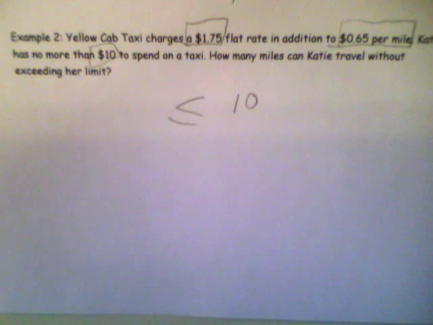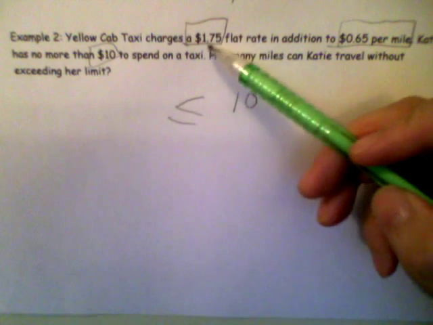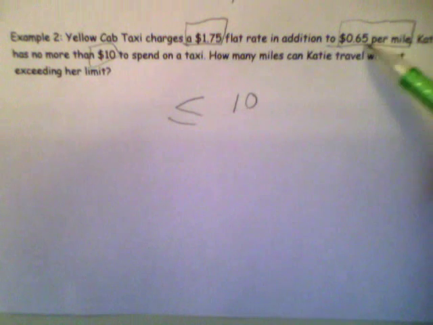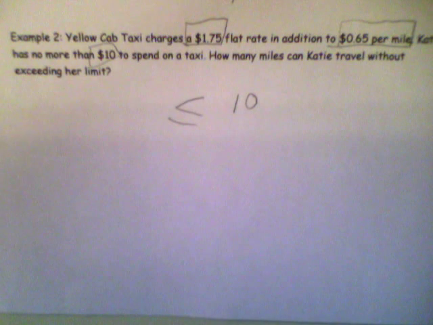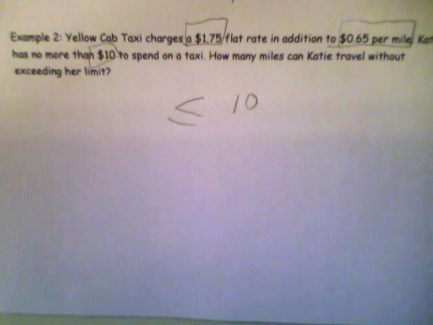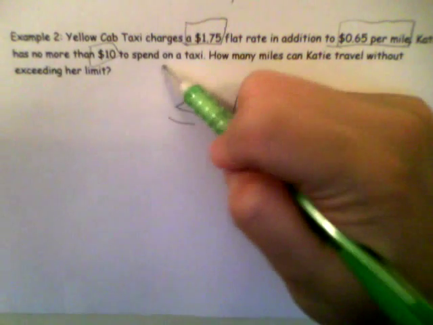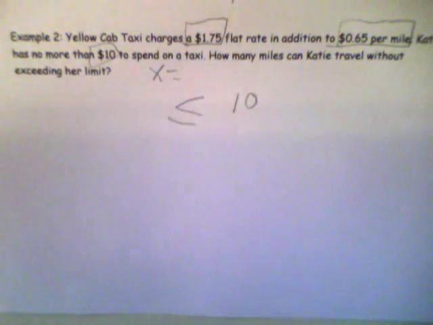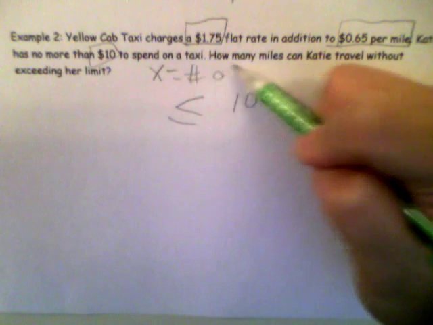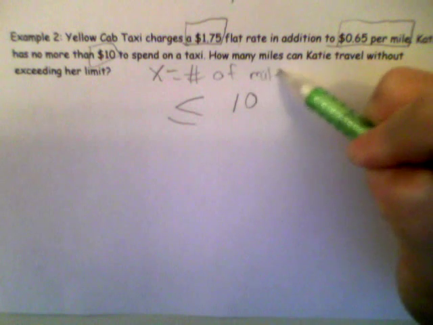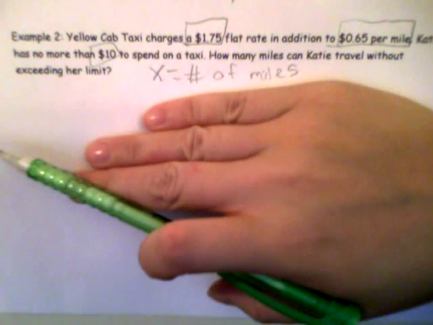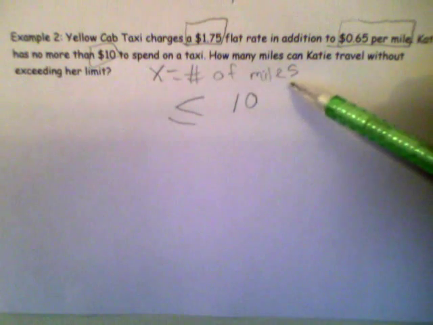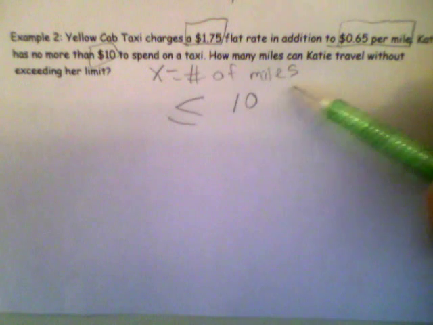So the yellow cab taxi charges $1.75 for a flat rate plus 65 cents per mile. Okay? Now I jumped the gun a little on this one. I didn't quite define my variable yet. So let's go ahead and define my variable now. I'm going to let x equal number of miles. Again, I should have defined this in the beginning, but I kind of got a little enthusiastic. So let's start all over again. So I'm going to define x as the number of miles Katie can travel. So x is equal to number of miles.